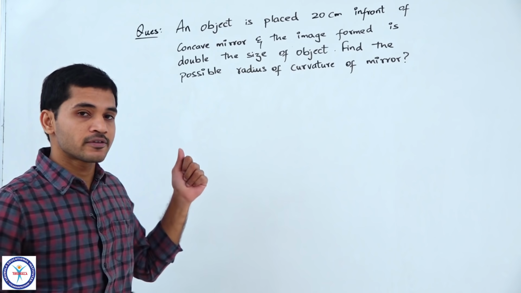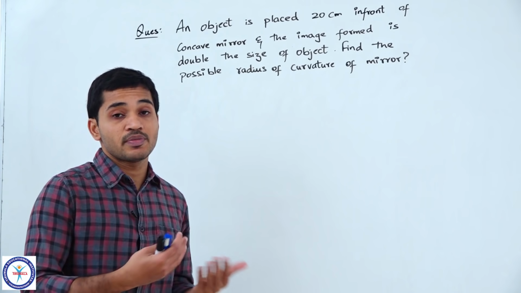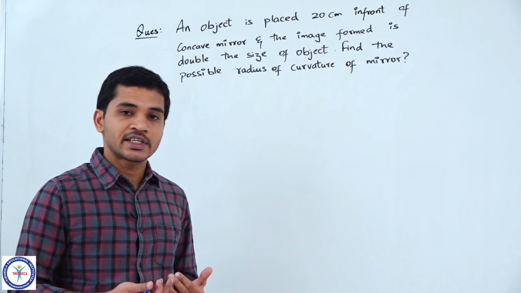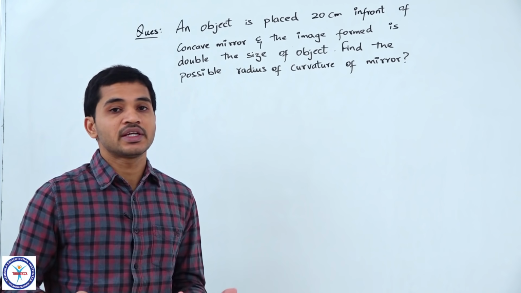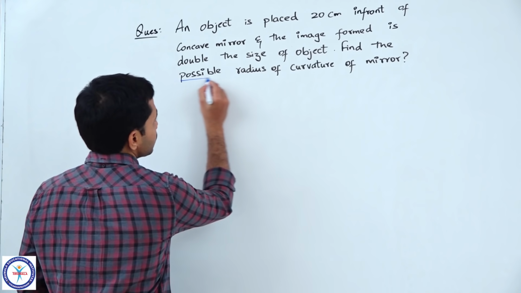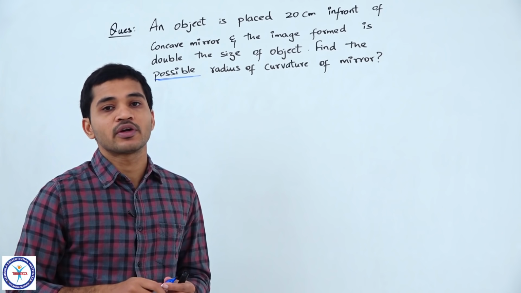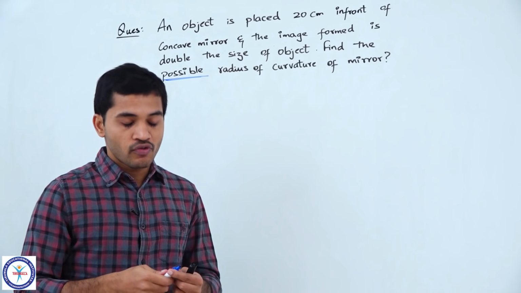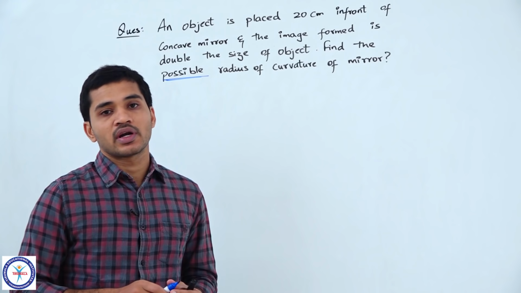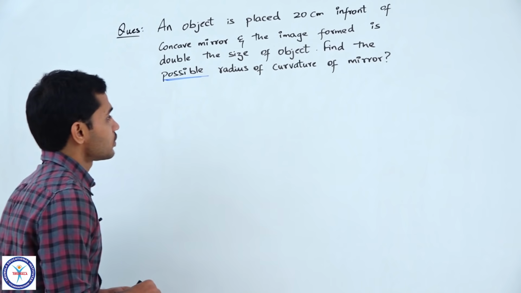But if you observe carefully, they have not mentioned anything about whether the image formed is an inverted image or an erect image. So, it could be anything, and that is the reason why they are asking you the possible radius of curvature, because there are two possibilities depending on whether you consider the image formed to be an inverted image or an erect image. So, let us see how to analyze this situation.